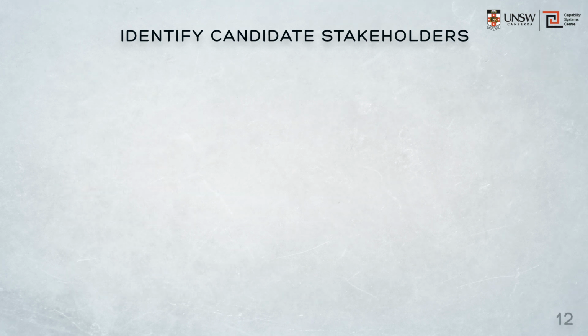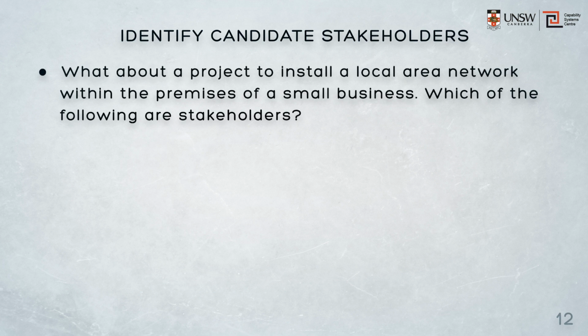Well, let's look at another project. What about a project to install a local area network within the premises of a small business? Here are the candidate stakeholders, who are genuine stakeholders. Well, first, the business owner is clearly a stakeholder. They have the right to influence the system. It is, after all, their money.